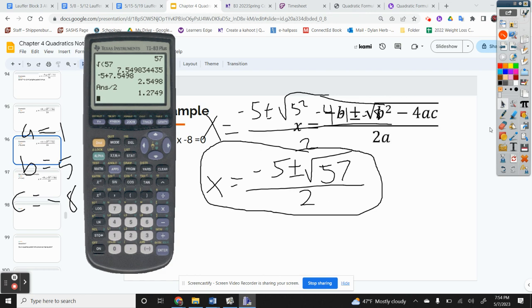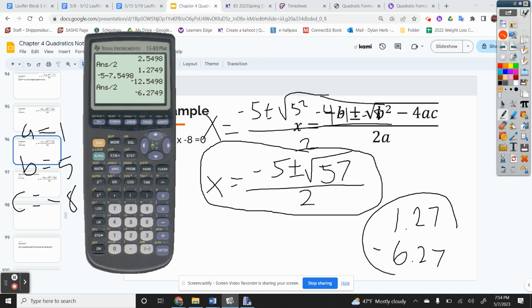And so one of my answers is 1.27. So one of them is approximately 1.27. That's an estimate. It's rounding the answer. And then the other one is when I subtract. So I have negative 5 minus the square root of 57, which is, again, this 7.5498 divided by 2. And so we get these two solutions. What is that? Negative 6.27. Negative 6.27. All right, so there's your two solutions if you wanted them in decimal form, or leaving it like this is just fine.